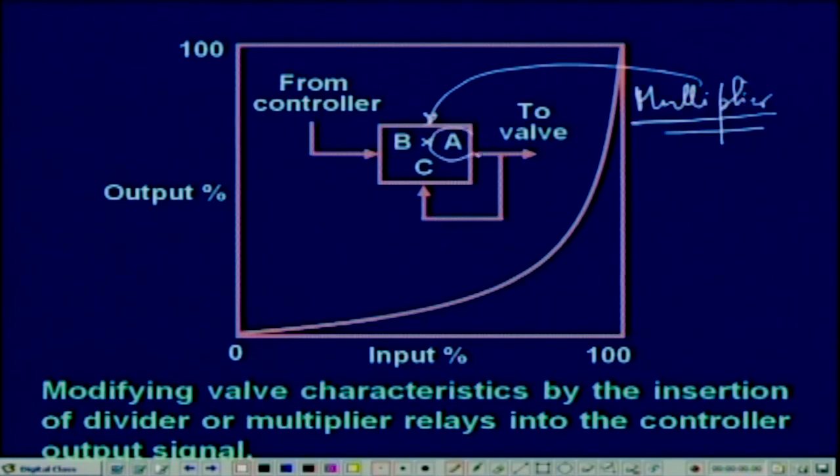So what we are achieving here is that the signal available at the A port is a multiplication of the B and C ports. So suppose this is increased. Immediately this will increase, then this will also increase, and therefore this will increase sharper. So if the input is changed in a linear fashion over time, then the output will change in this fashion, right? So if you put this relay, a linear valve will start behaving like an equal percentage valve.